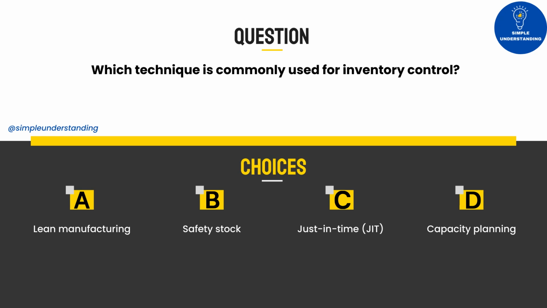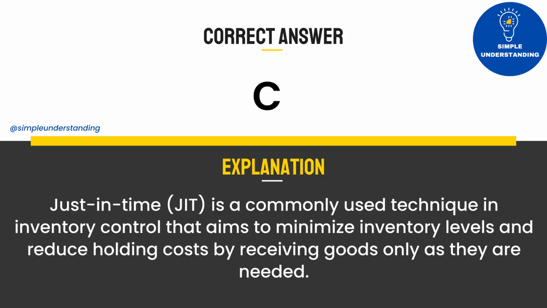A. Lean manufacturing. B. Safety stock. C. Just-in-time, JIT. D. Capacity planning. Correct answer: C. Overall explanation. Just-in-time, JIT, is a commonly used technique in inventory control that aims to minimize inventory levels and reduce holding costs by receiving goods only as they are needed.